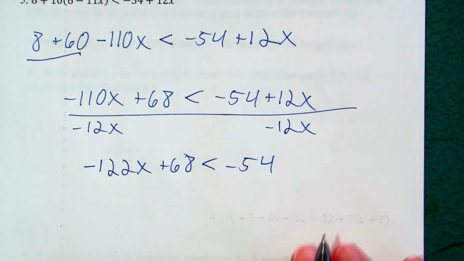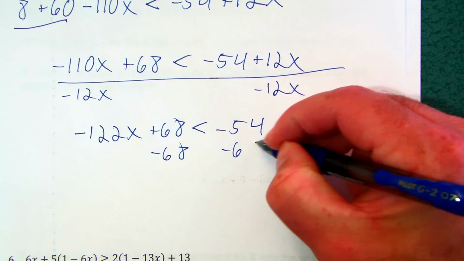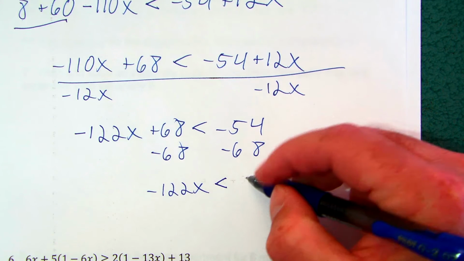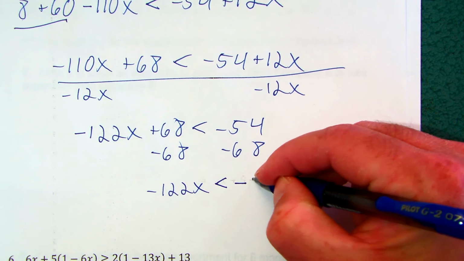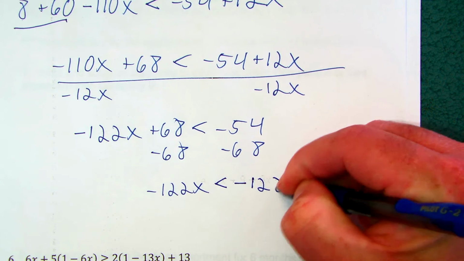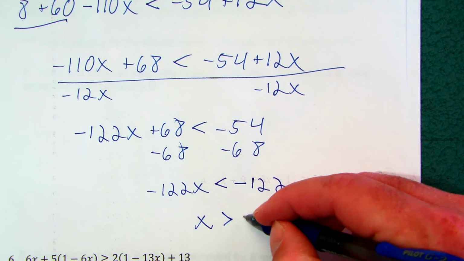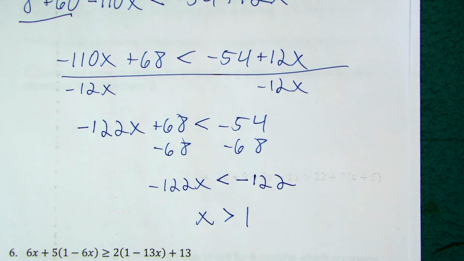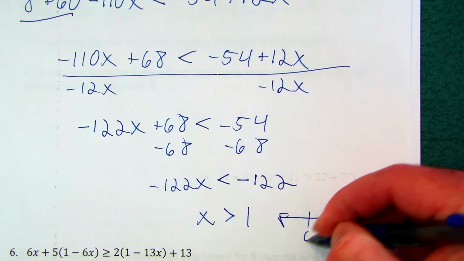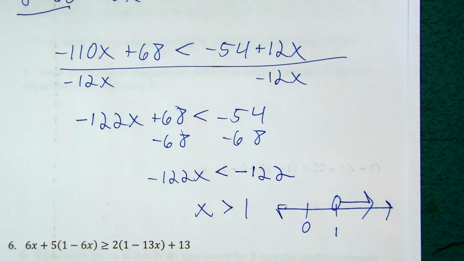So we got to subtract 68 from both sides. Divide both sides by -122. We're going to get x is greater than 1. So empty circle at 1, everything to the right of it.